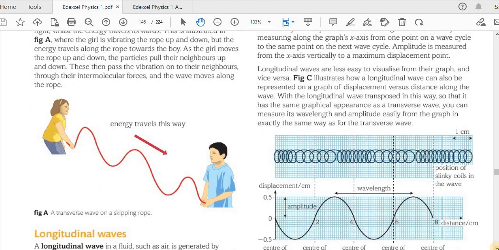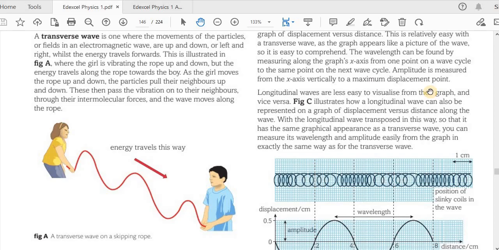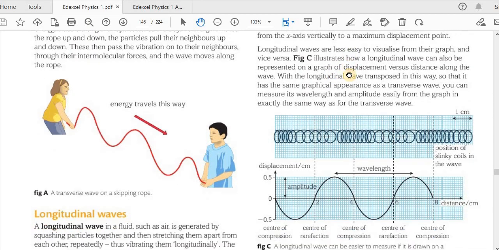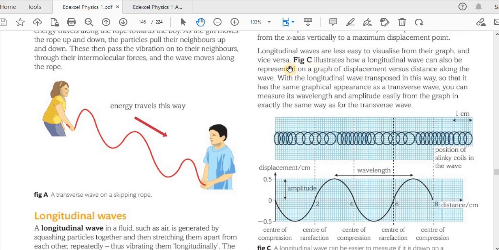Longitudinal waves are less easy to visualize from their graph. Okay, so in the case of transverse waves, you can see the shape of the wave that we draw can correspond to the transverse wave, but we can't do that with the longitudinal wave. Longitudinal waves are less easy to visualize from their graph.